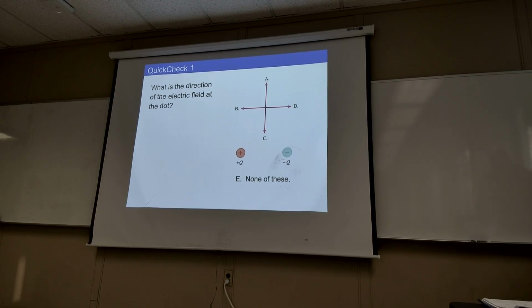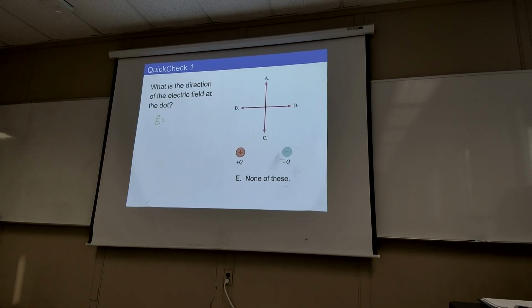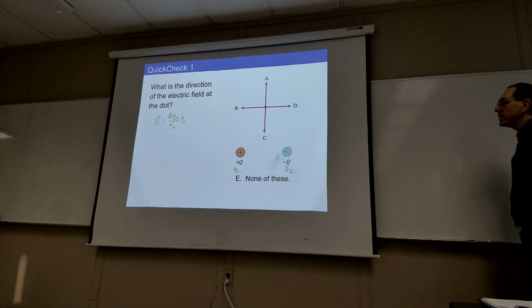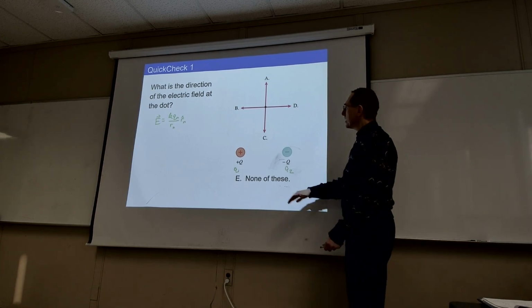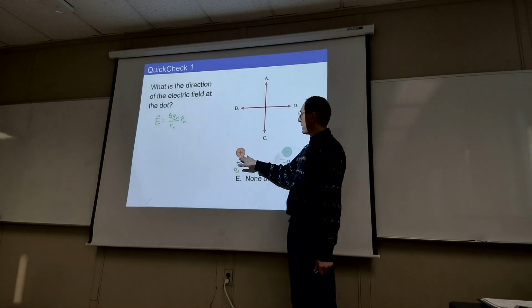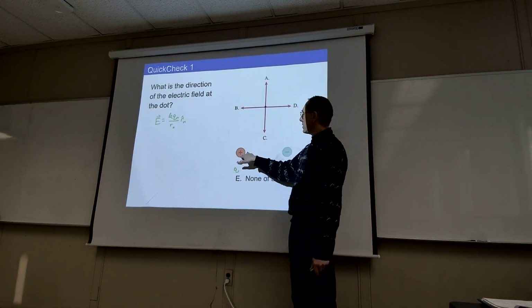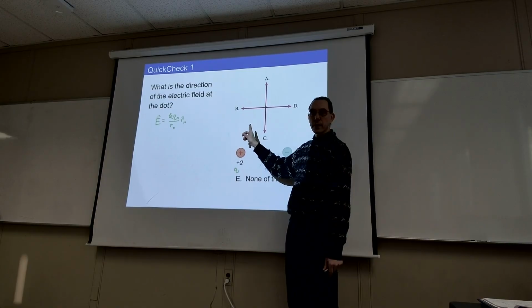So how do we analyze this problem? Well, first of all, we want to write down what we know. And that is the fact that we know that E, due to each point charge, is going to be k Q sub n over r sub n squared, r sub n hat. So n here is going to be 1, Q1, Q2. All right, so that's what we know. So let's go ahead and figure out the electric field for each of these individually.